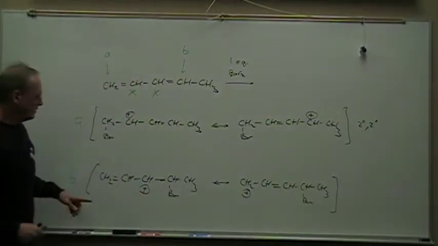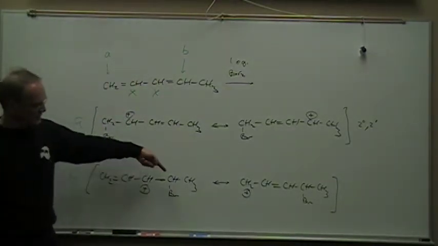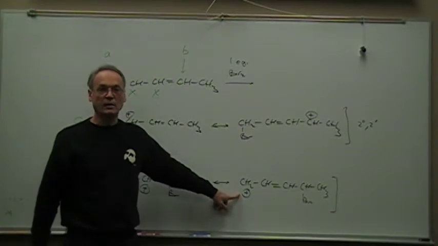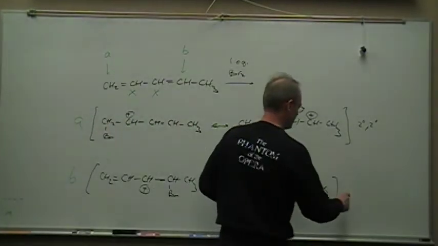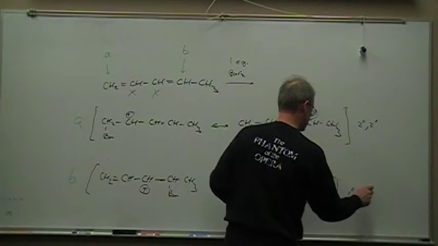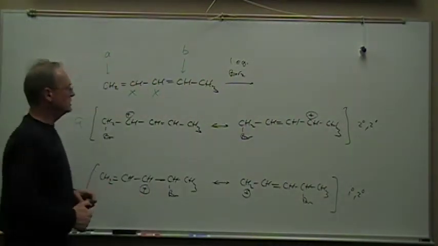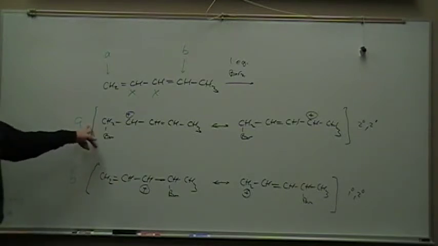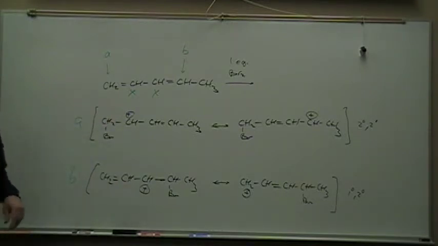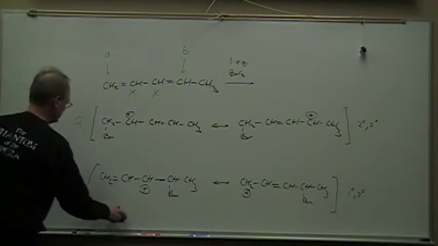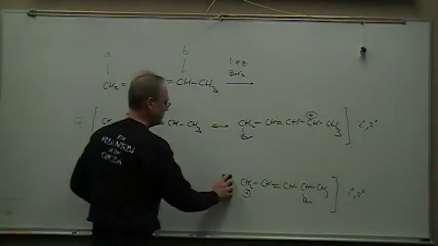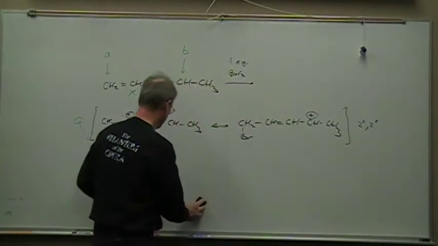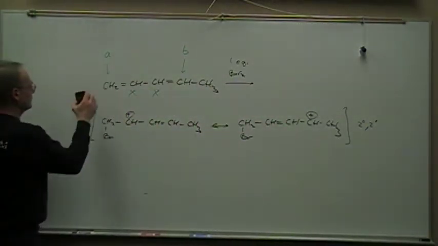What about here? Well, that positive charge is secondary. That positive charge is primary. So this is a hybrid between a primary and a secondary carbocation. So which is better, situation A or situation B? And the answer is situation A, because as we know, secondaries are more stable than primaries. So a hybrid between two secondaries is going to be better than a hybrid between a primary and a secondary. Situation A is better. We can then forget about situation B. And we can predict that the first bromine is going to go on there.